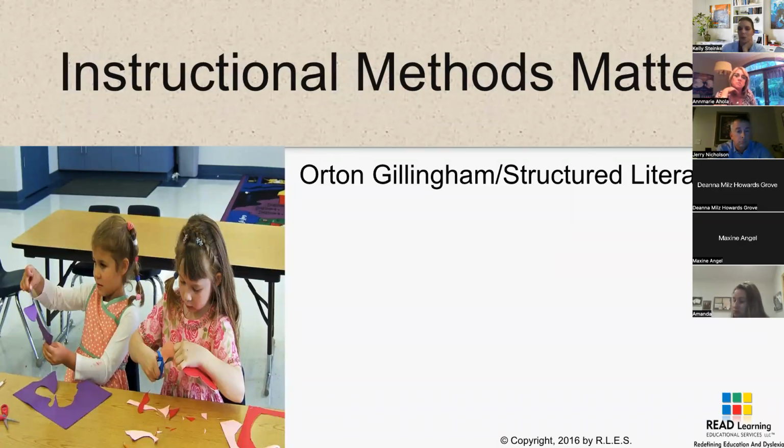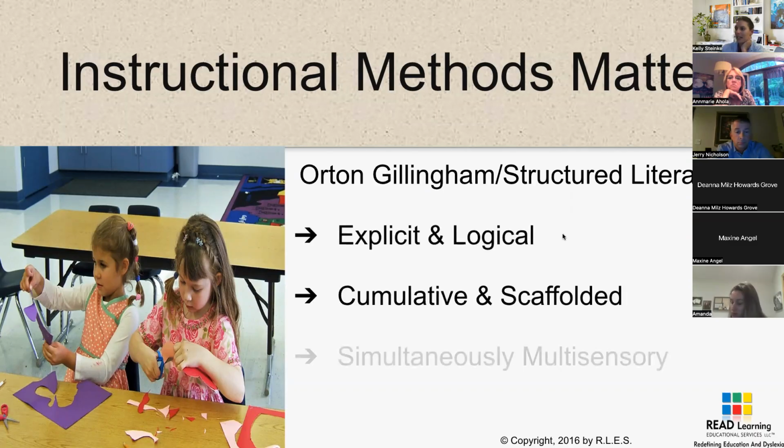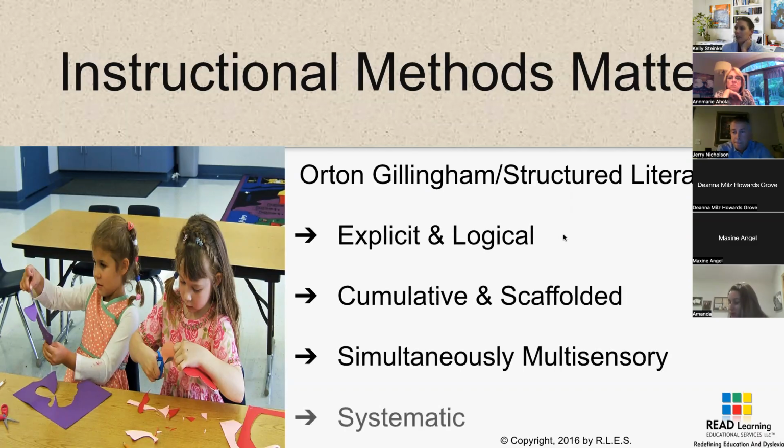So this will lead us right into next week's presentation, which is all about instructional methods. And when you look at your science of reading and what it says in terms of how the brain maps words to meaning in order for accurate and quick retrieval, that's called unitization. It's all saying explicit and logical, cumulative scaffolded, simultaneously multisensory, and very systematic. You've got to have a logical plan. So we're going to go through these next week.